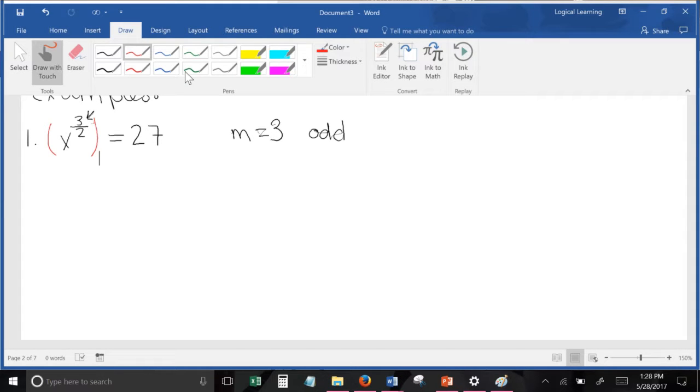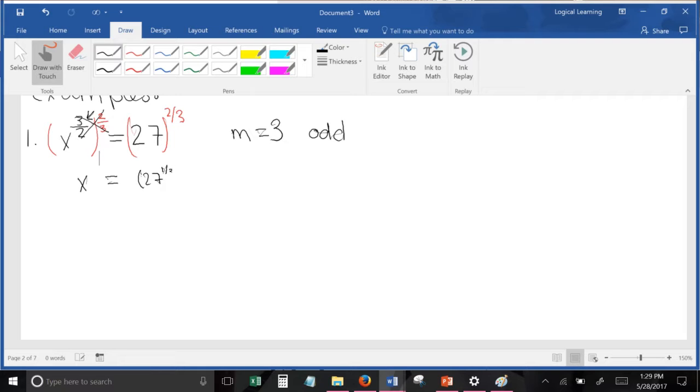So we're going to raise this to the reciprocal, and remembering that for the reciprocal, we just switch the numerator and denominator, so that's going to be to the 2/3, and we need to do that to both sides. Now, when we have exponents raised to exponents, we multiply them, so the 3's will cancel out and the 2's will cancel out, and on the left side, we'll just get x.